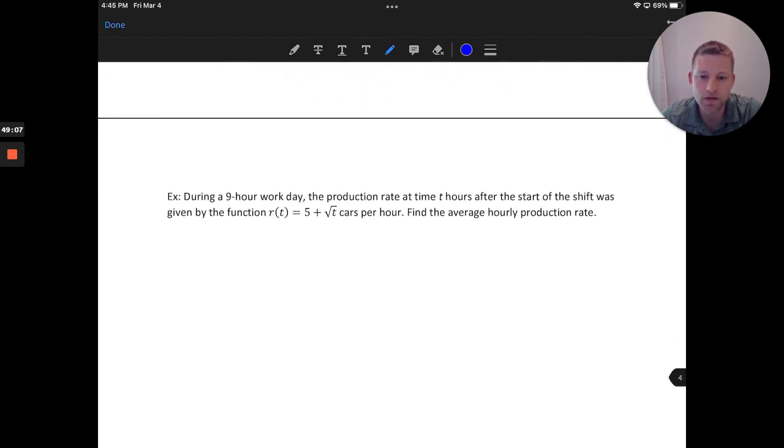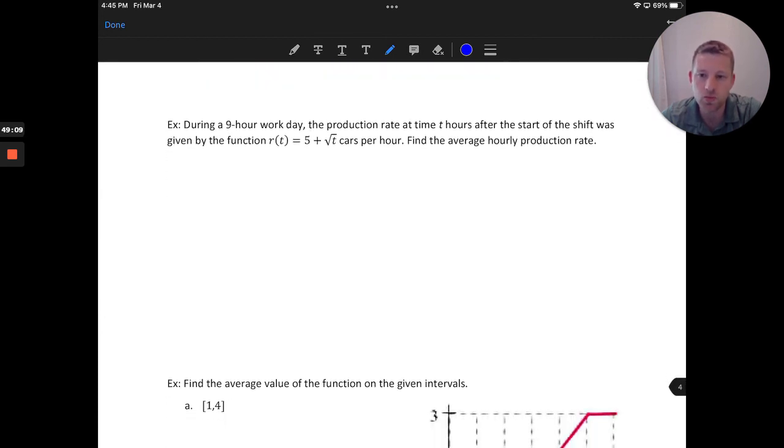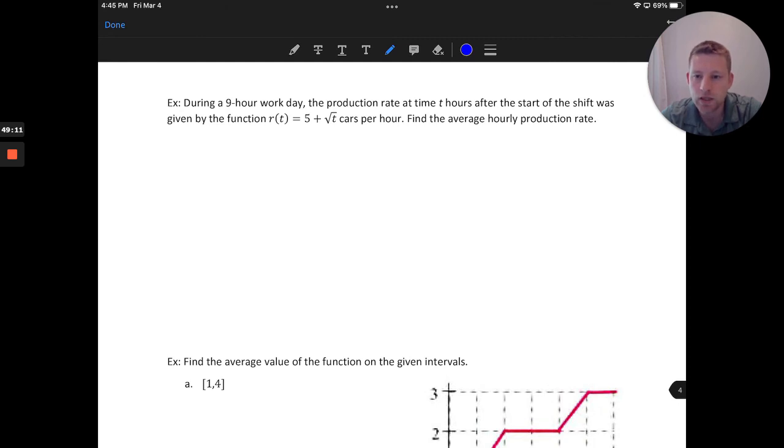Let's go ahead and consider an application through average value here. This says that during a 9-hour workday, the production rate at time t, hours after the start of the shift, was given by the function r of t equals 5 plus square root of t cars per hour. So we want to find the average hourly production rate.